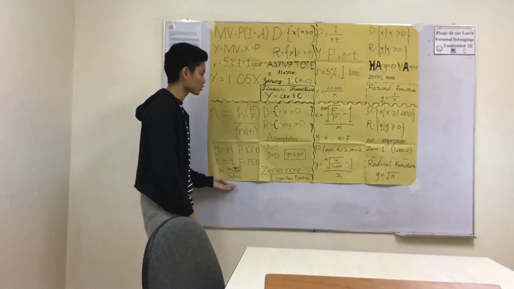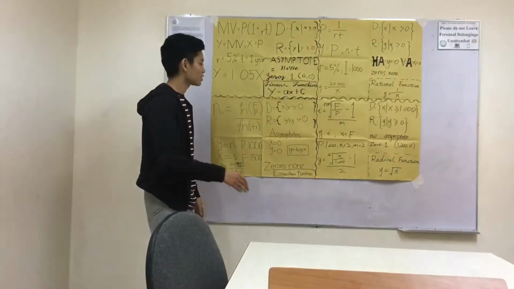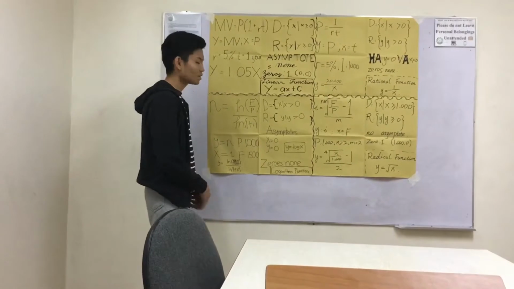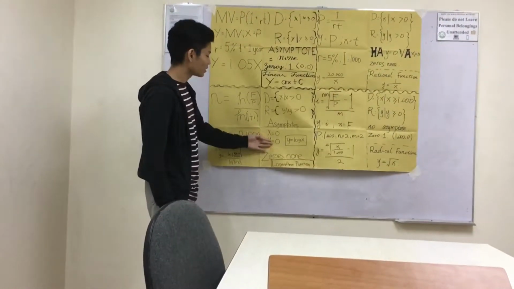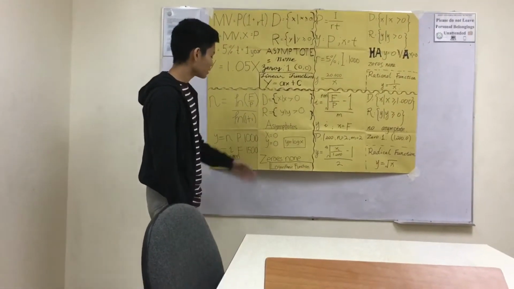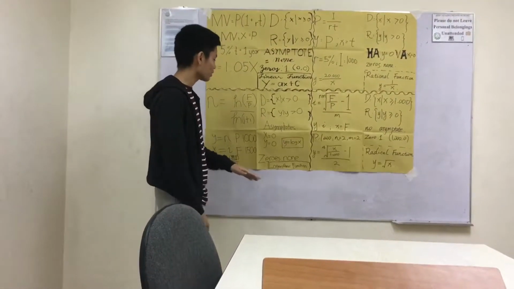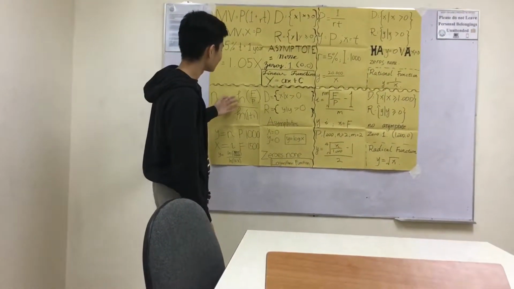The domain of this function is x greater than 0 and its range is y greater than 0. The asymptotes are x equals 0 and y equals 0, and there are no zeros in the graph. We can say this is a logarithmic function because, as you can see here, there is a variable in the argument.